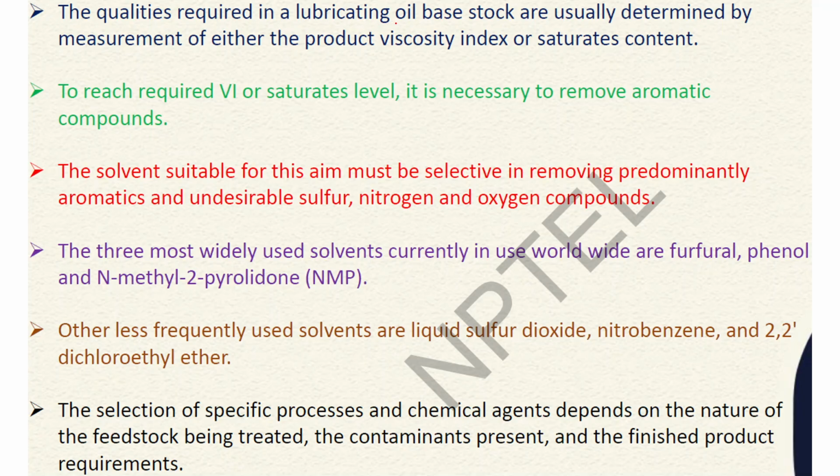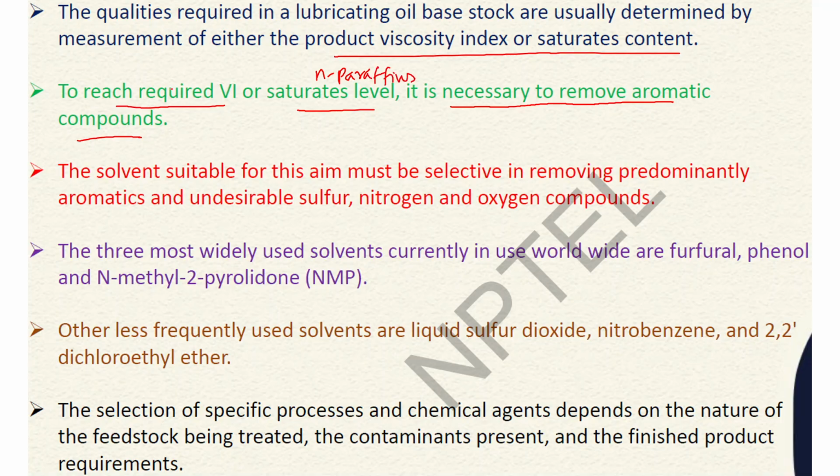The quality required in a lubricating base stock is usually determined by measurement of either the product viscosity index or saturate content. To reach the required viscosity index or saturates level, it is necessary to remove aromatic compounds. Saturates level basically means a requirement of n-paraffins is there, and for the viscosity index, the pour point needs to be maintained. Why does the pour point need to be maintained? For transportation from a hot area to a colder region, the pour point needs to be maintained, as we discussed earlier.